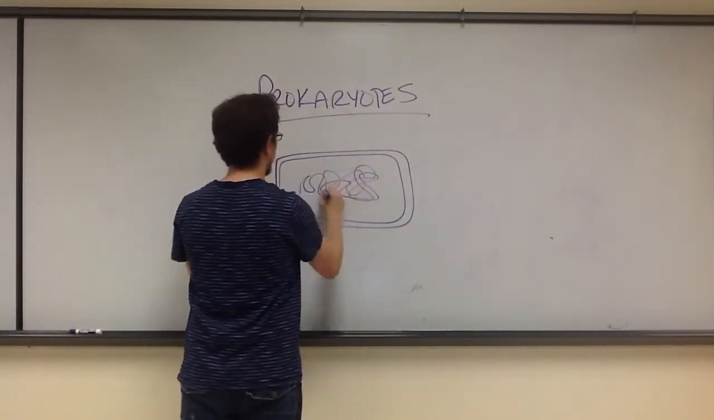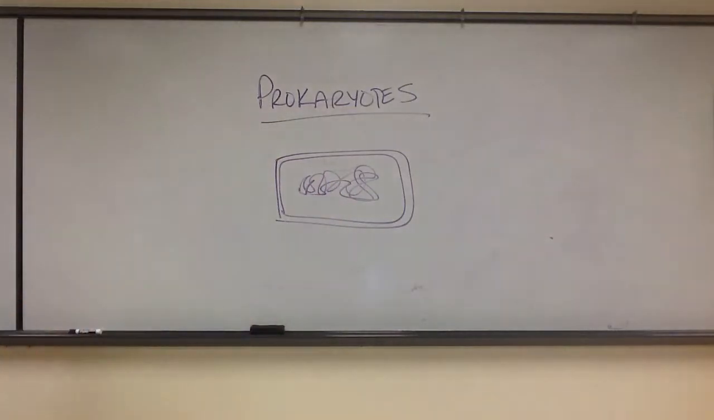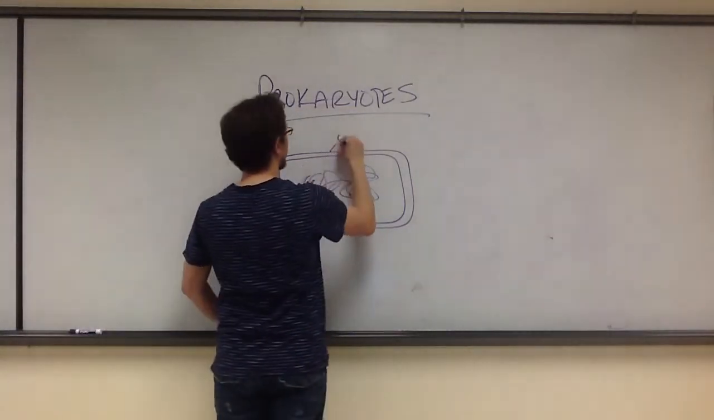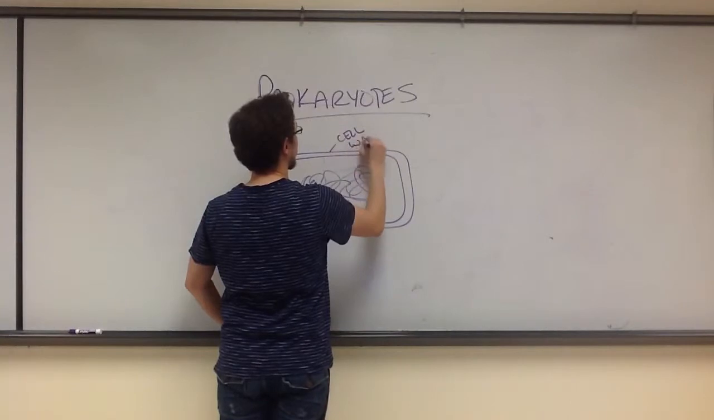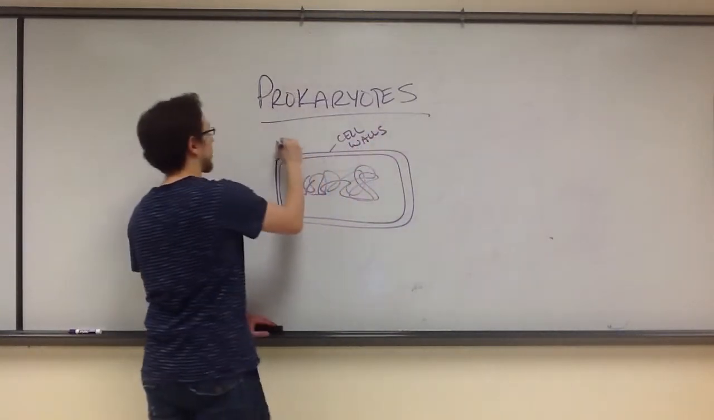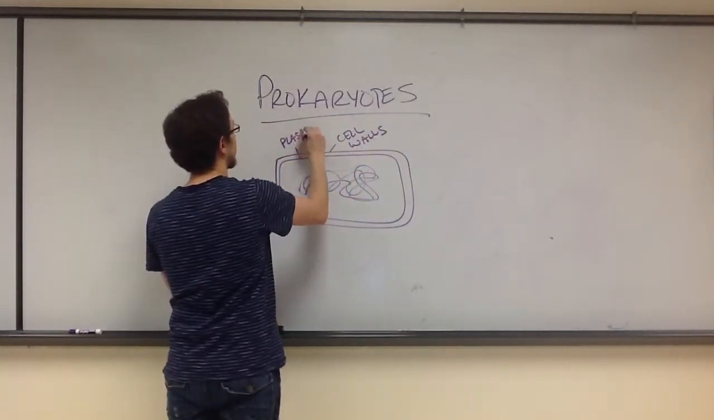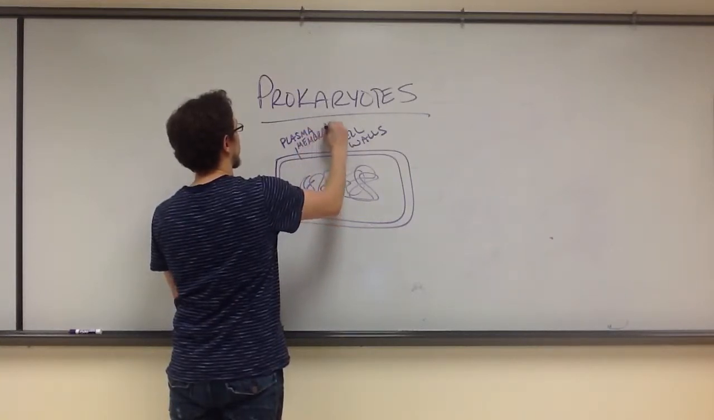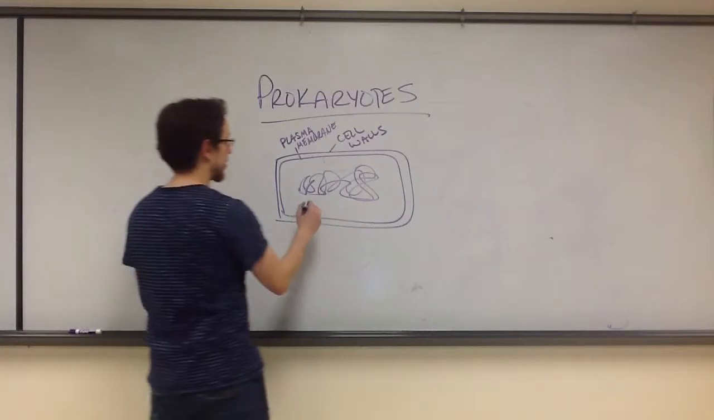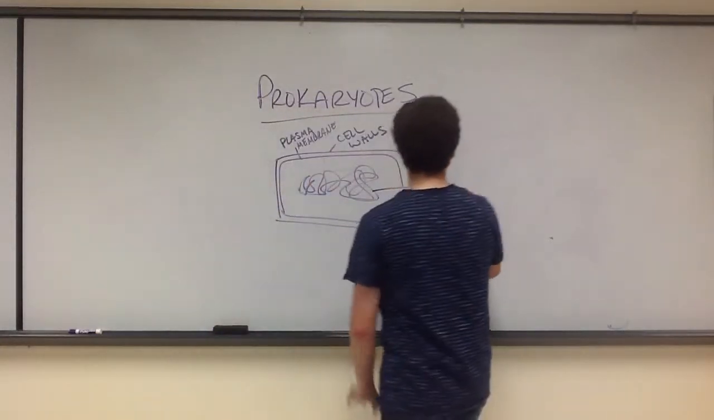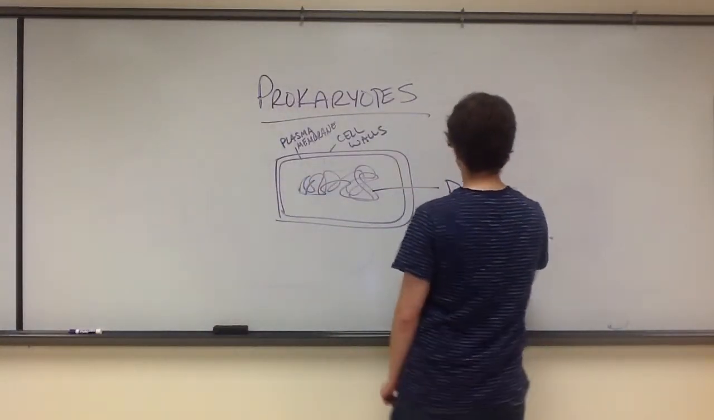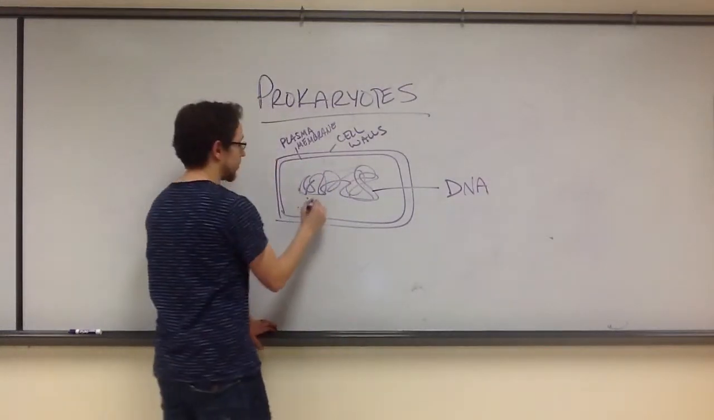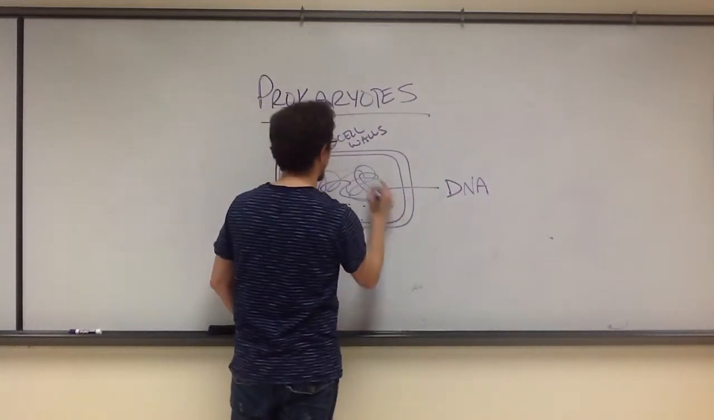Okay, this is just a generic picture. Bacteria all have cell walls. They've got a plasma membrane. They're going to have DNA contained in a region called the nucleoid. They're going to have ribosomes to produce proteins from that DNA.